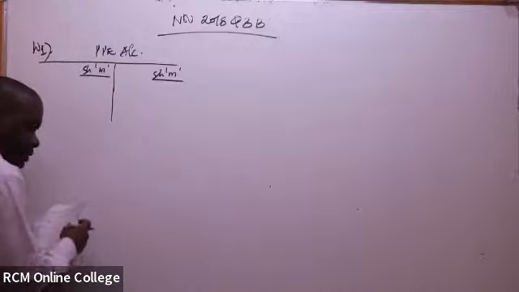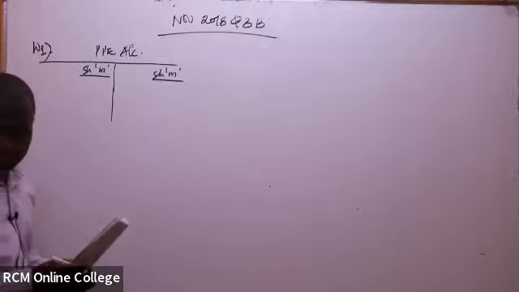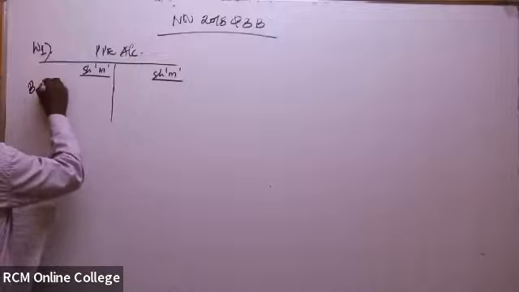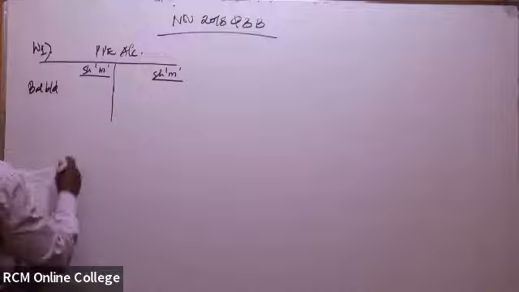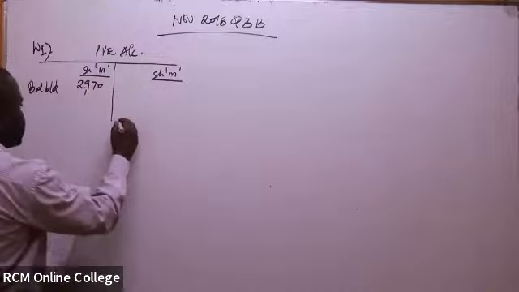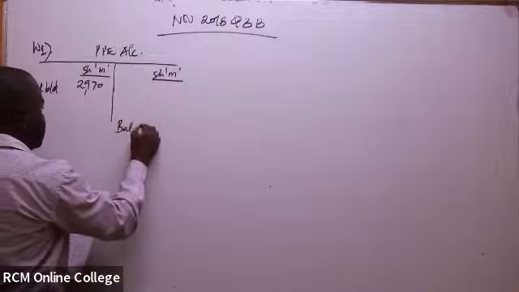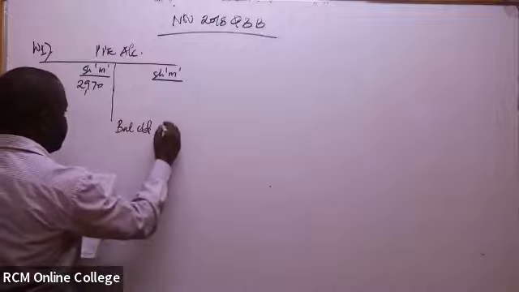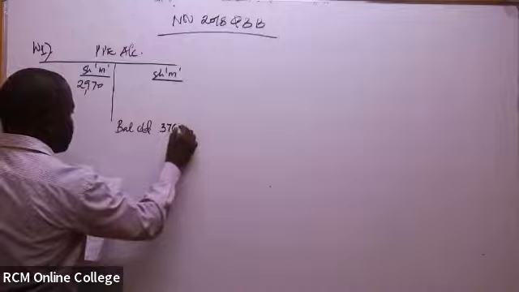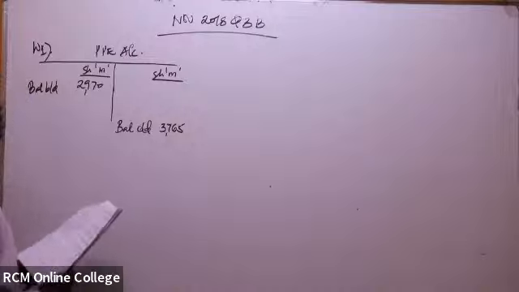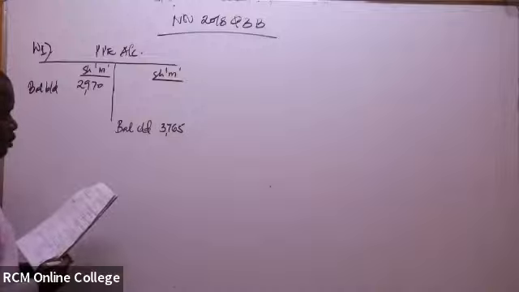If you look at note number 1, the opening balance for the property, plant, and equipment, so of course we'll have the balance brought down, is 2970. Then we have the balance carried down at the end of the year, which is 3765, as per note number 1. That's what you can see regarding the cost.